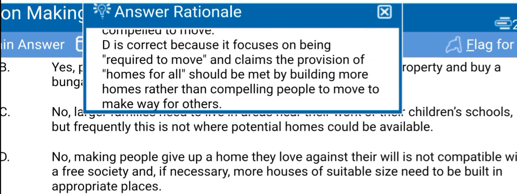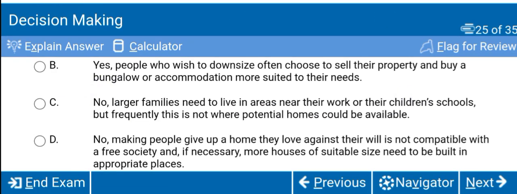Option D is correct because it focuses on being required to move and claims the provision of homes for all should be met by building more homes rather than compelling people to move to make way for others. So here we have option D as a correct option, which says no.